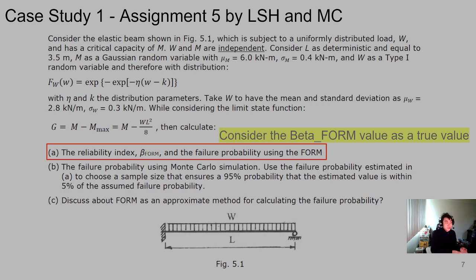After talking about how to do it and the key advantage, we'll have some case studies. For example, assignment 5 using LHS and Monte Carlo simulation. In this case, we'll use the beta FORM value as the true value to compare the calculation error of LHS and Monte Carlo simulation.